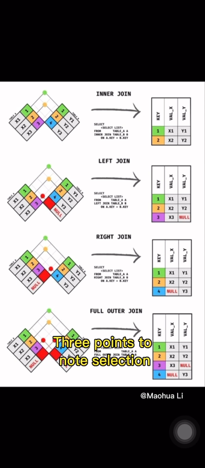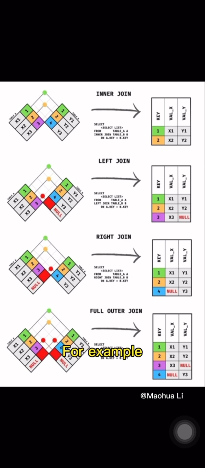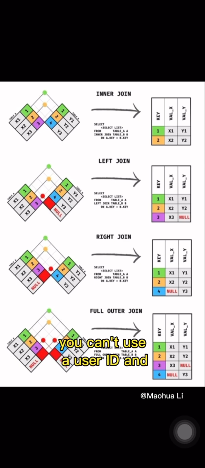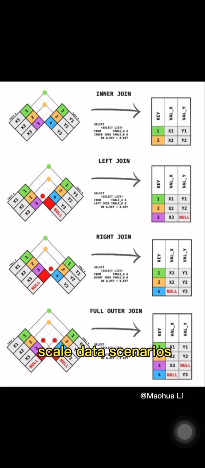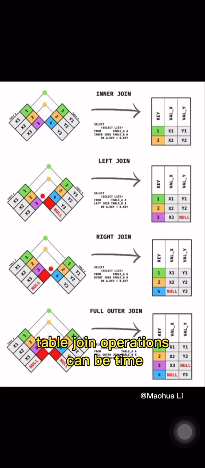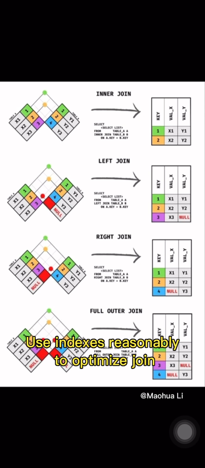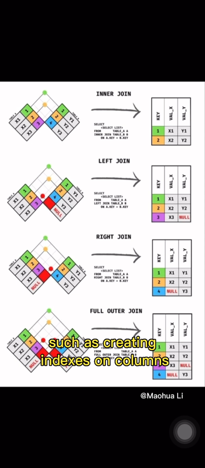3. Points to note. Selection of join keys. Make sure that the selected join keys are logically related in both tables. Otherwise, you'll get incorrect results. For example, you can't use a user ID and a product ID as join keys. Performance issues. In larger scale data scenarios, table join operations can be time-consuming. Use indexes reasonably to optimize join performance, such as creating indexes on columns where the join keys are located.